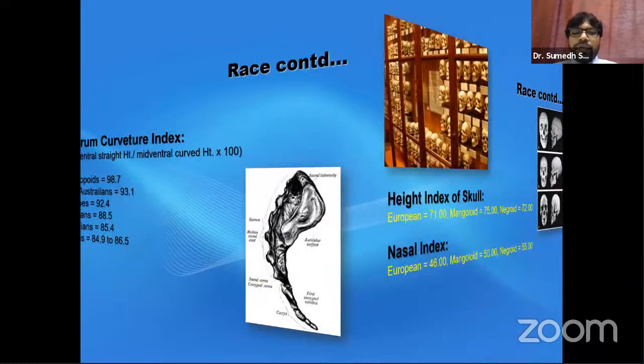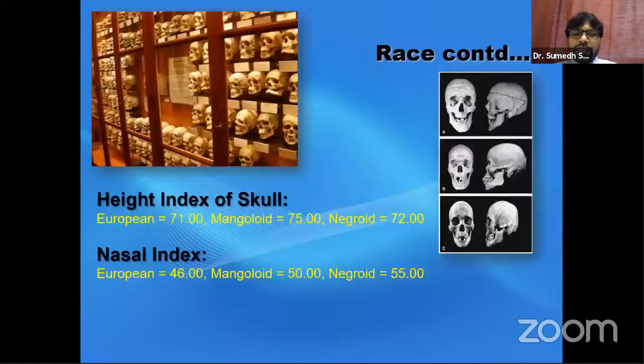Then there is one more index that is called the height index of the skull. So again, total height. In the case of Europeans it is 71, Mongols it is 75, and Negroid it is 72. So there are slight differences, and the shape is calculated.